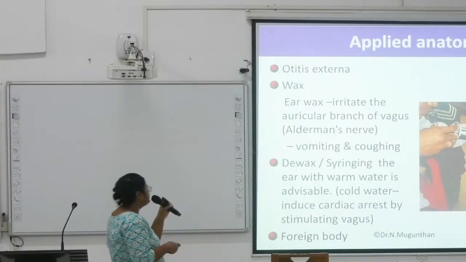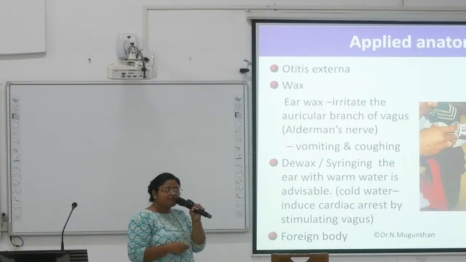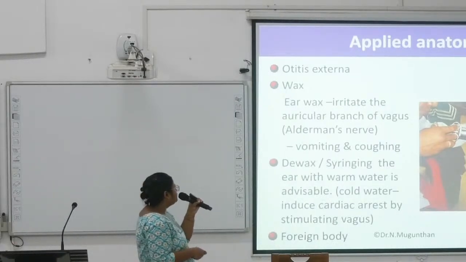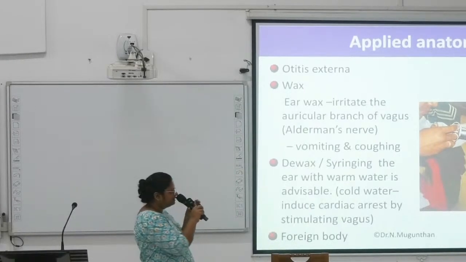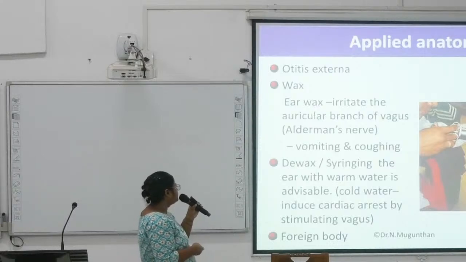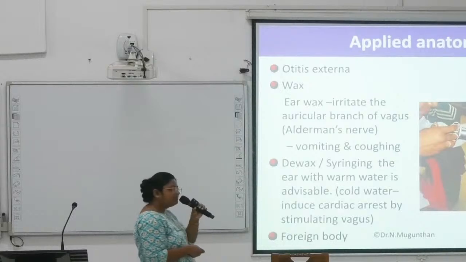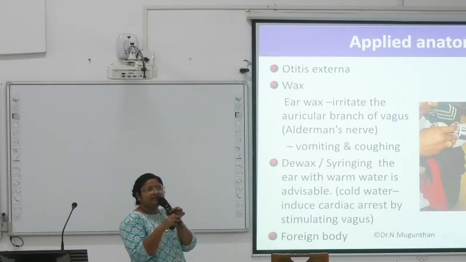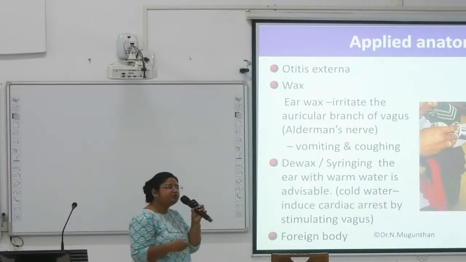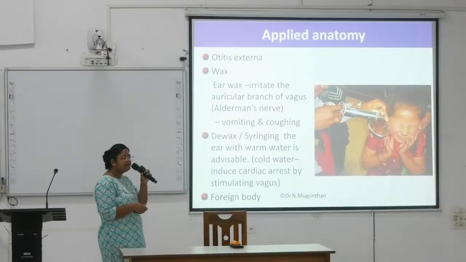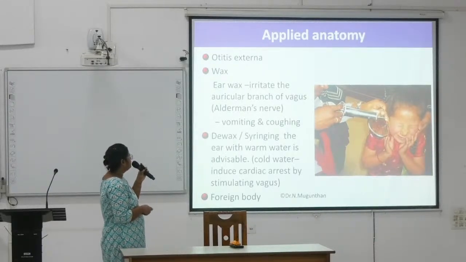What is the treatment? Dewaxing or syringing the ear with warm water is advisable. Always you have to use warm water, because why is cold water not used? This is important. Explain why question. In your ENT, it can come. So cold water will induce cardiac arrest by stimulating the vagus nerve. Okay, vagus nerve is also supplying the heart, and here also we have got some cutaneous supply of the vagus nerve. So if you stimulate the vagus nerve by cold water, there is chance of cardiac arrest. That's why you have to use warm water for syringing.